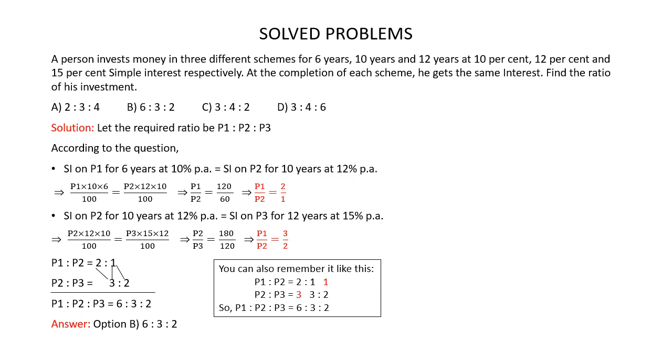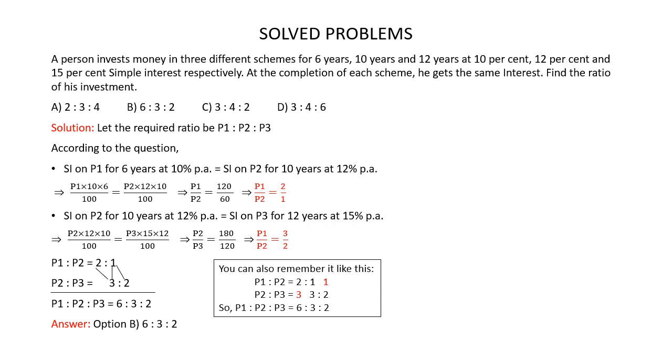This means P1 multiplied by 10 multiplied by 6 divided by 100 is equal to P2 multiplied by 12 multiplied by 10 divided by 100. On solving this equation, we get P1 divided by P2 is equal to 120 divided by 60. On simplifying this, we get P1 by P2 is equal to 2 by 1. Now it's also given that the simple interest on P2 for 10 years at 12% per annum is equal to the simple interest on P3 for 12 years at 15% per annum.